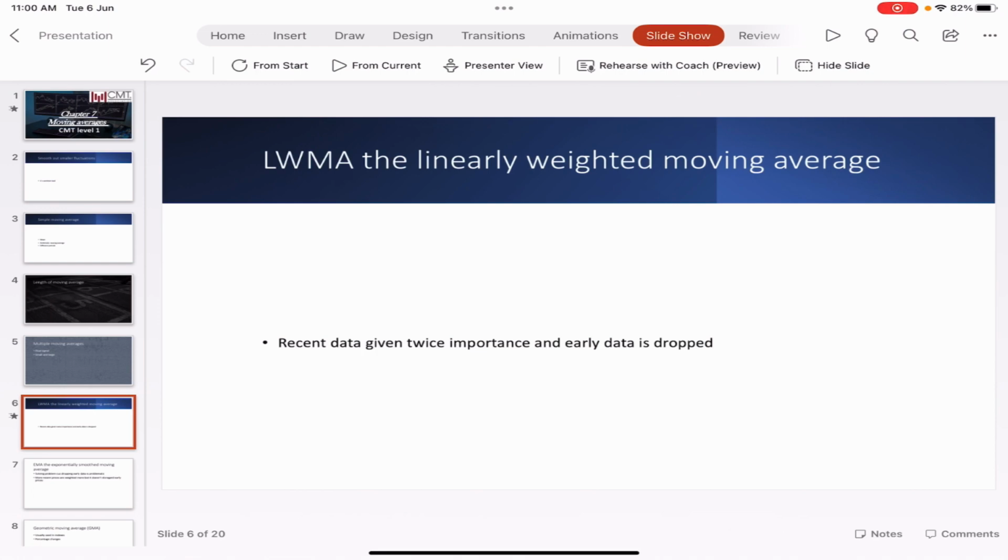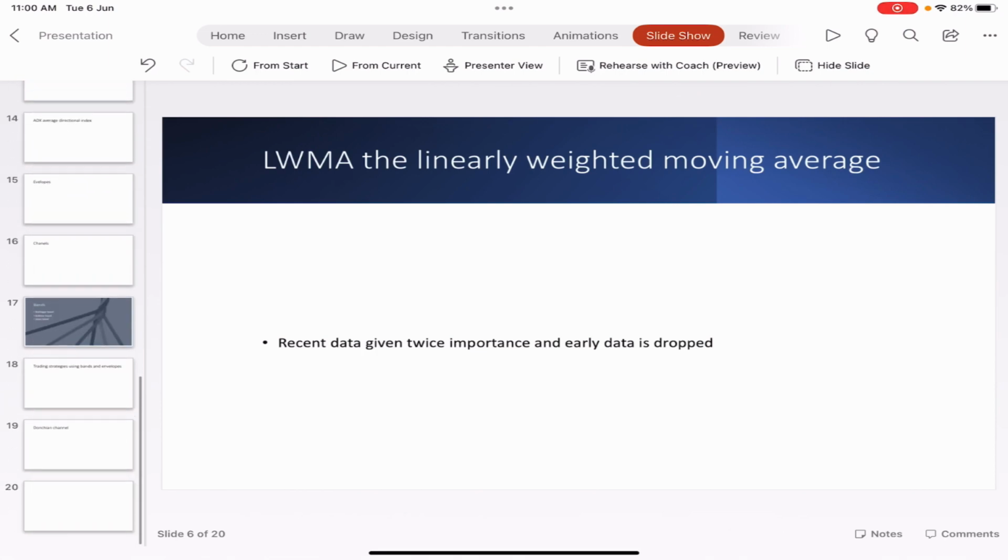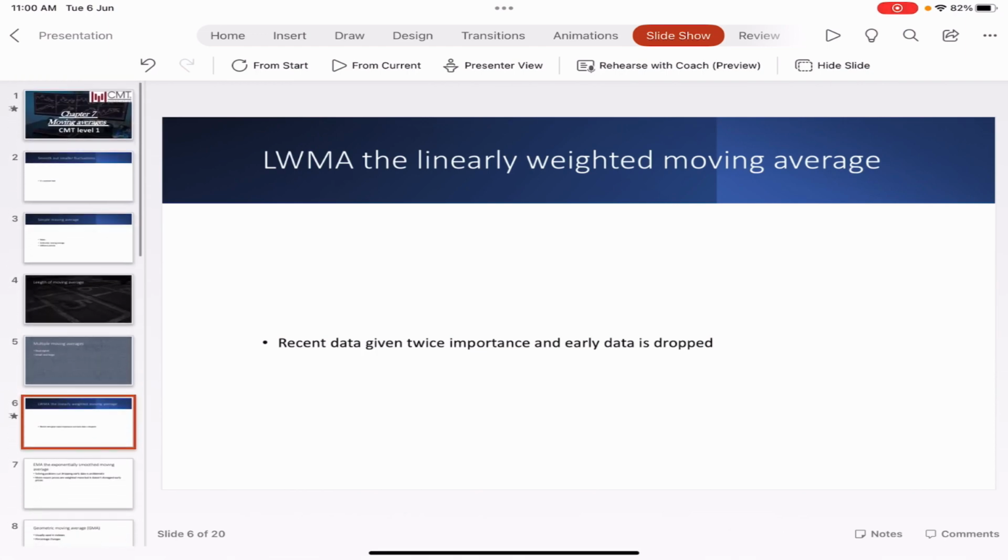So what is the linearly weighted moving average? Let's think about that for a second. In the linearly weighted moving average, the recent data is given twice the importance. Whatever data is of my recent dates, that data is given twice the importance. But what is the drawback of the linearly weighted moving average? It drops the early data. The early data is given zero importance, it completely drops it. So that is the drawback of it.